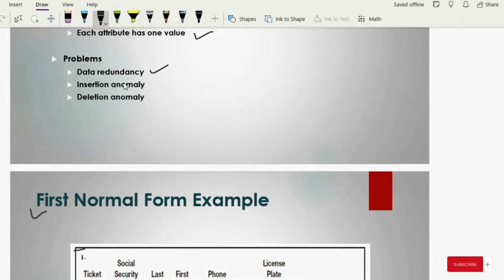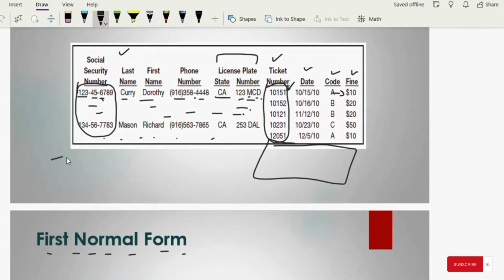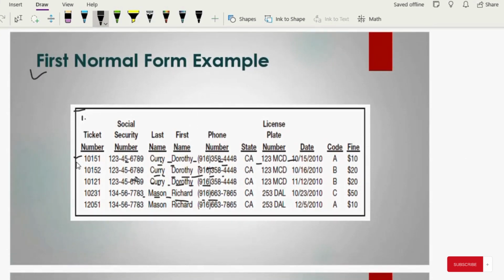What is insertion anomaly? Insertion anomaly means that you will be restricted from entering the data which you want to enter into the database. Like in our first table, there was no insertion anomaly. We can create as many student records as we want for those who have a car, and if they have a ticket, we can write their information as well. But if I create this database in the first normal form, I will have the information of only those students who have a ticket.